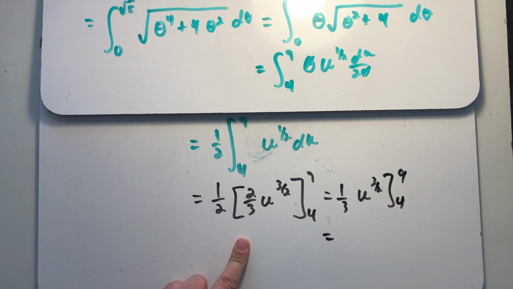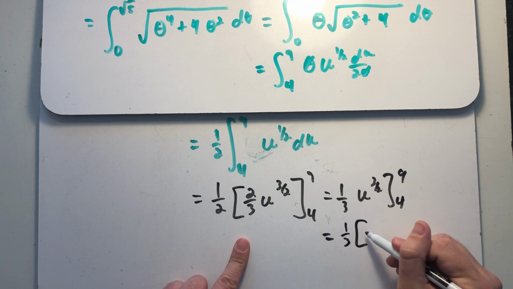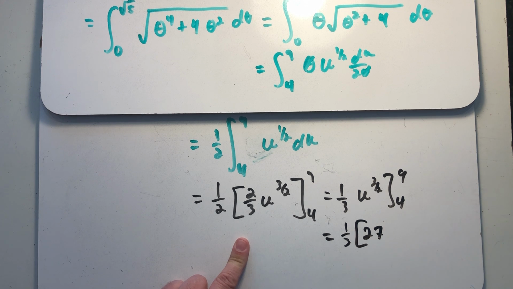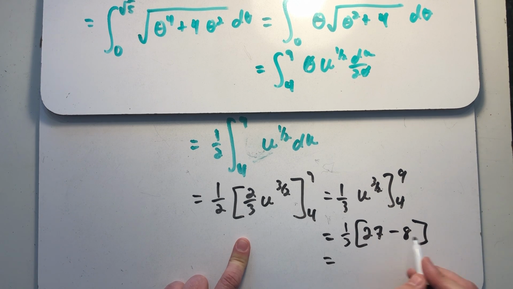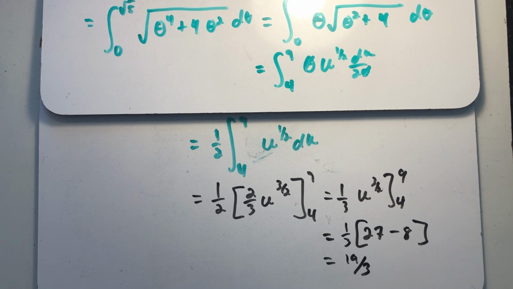All right, plug in a 9, we get 3 to the 3rd is 27. I'll leave that 1/3 out front, even though 27 is definitely divisible by 3, because when I plug in a 4, I'll get the square root of 4 is 2, to the 3rd is 8. On the inside there, I have 19, divided by 3 when I multiply by 1/3. 19/3. That's the length of this polar curve we were asked to find.